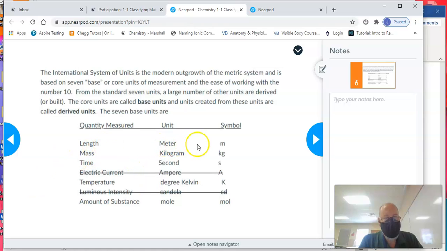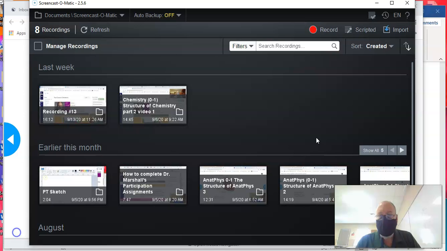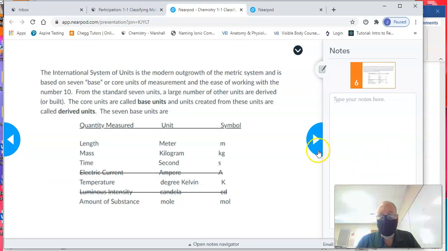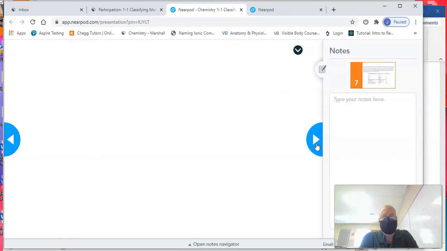Okay, so the units that we need to be aware of: the standard measure of length is the meter. The standard measure of mass is the kilogram. The standard measure of time is the second. The standard measure of temperature is degrees Kelvin, and we'll talk a lot more about that later in the course. And the standard amount of substance is something called the mole. Okay, moving on to the next slide then.